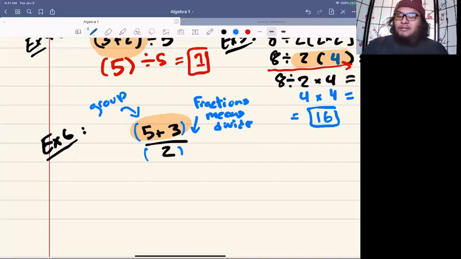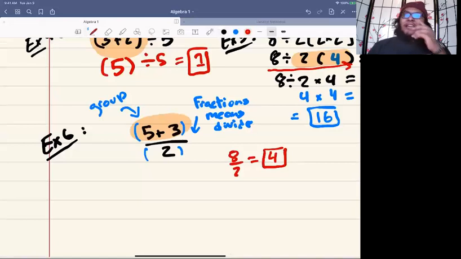Granted, we don't have to do anything here on the bottom. On the bottom, we're good. But we do have an operation on the top. And we got to take care of the operation here first. So what's 5 plus 3? Well, that's 8. And then we're going to have 8 over 2. What's 8 over 2? That's the same thing as 8 divided by 2. So we're going to get the answer as 4. And that's basically it. You could have 5 plus 3 times 2 on the top and then divided by 2, and it would have been all the same. You still have to follow the order of operations.